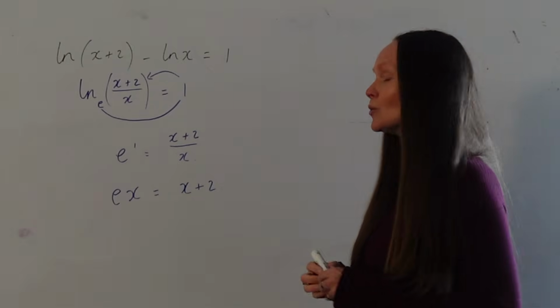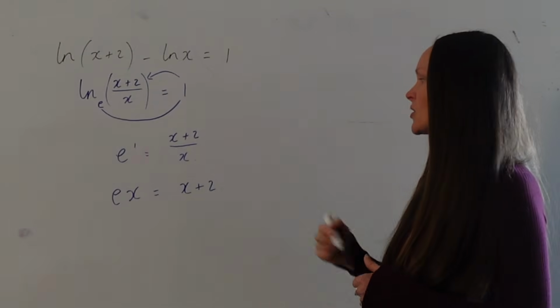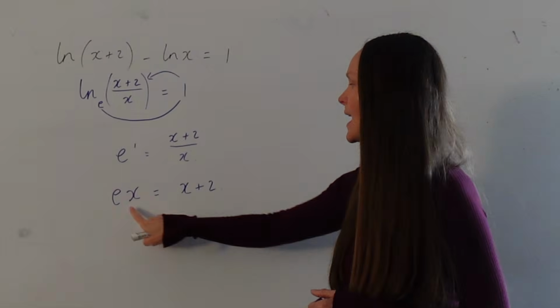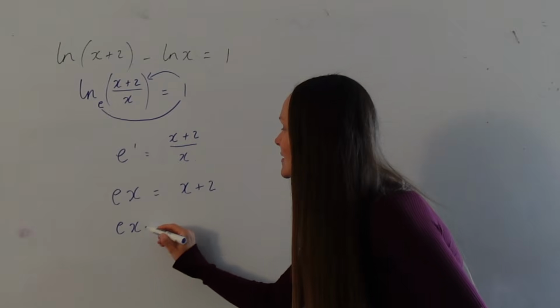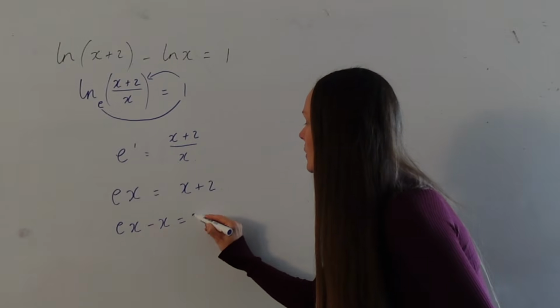Next, I want to collect all the x terms on one side of the equation, so I'm going to move this x term over to the left. I'm going to subtract x on both sides, which gives me ex minus x equals 2.